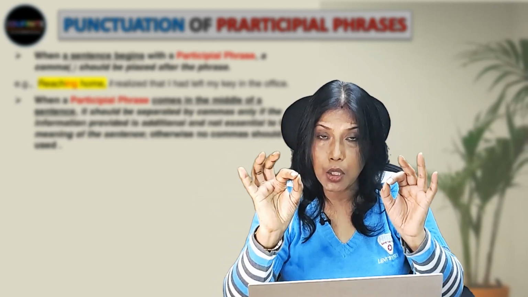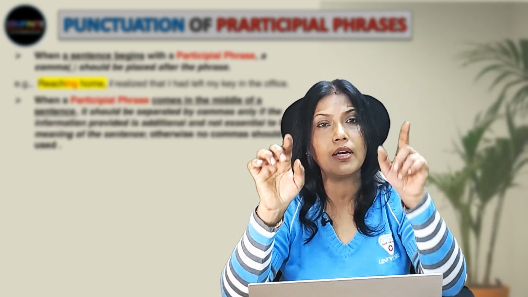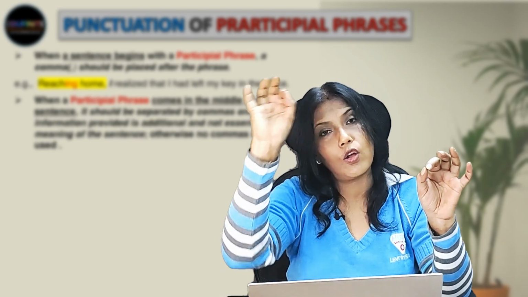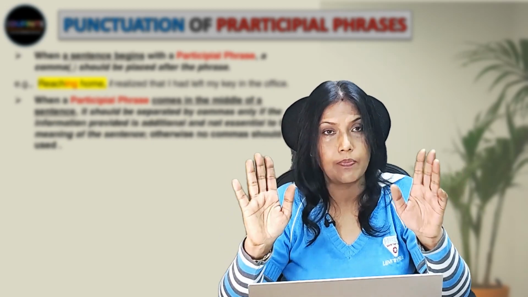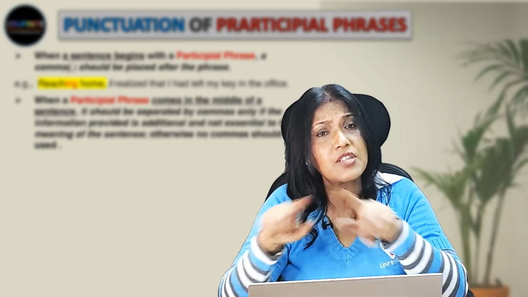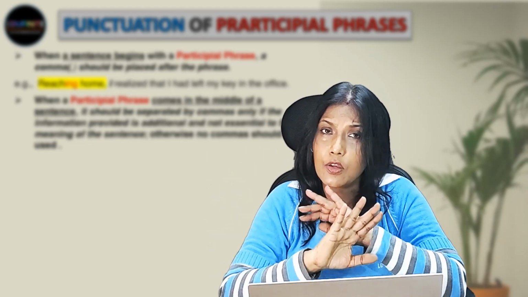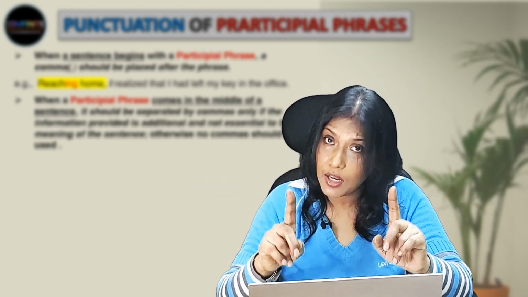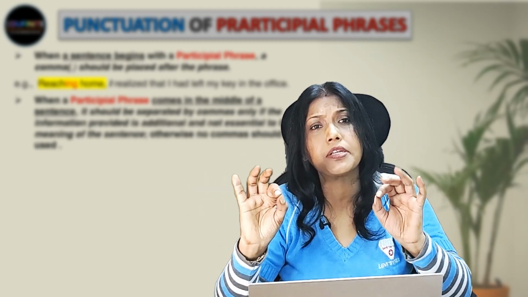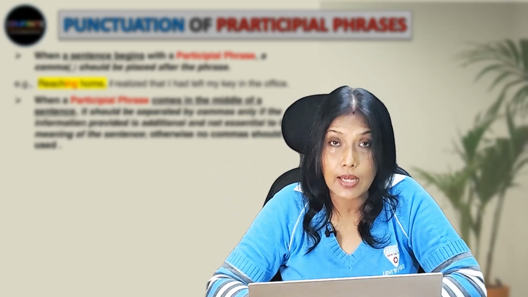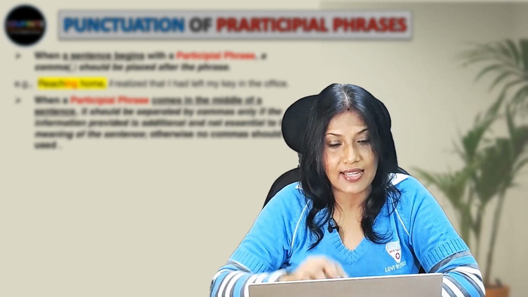So if it's additional information, you have to put a comma at the beginning of that particular participle phrase and also at the end of it. But if that piece of information in the middle of the sentence is an integral part of that sentence, then you are not supposed to put any comma and separate it out. Only if it's additional information, then you separate it out by putting two commas, one at the beginning and one at the end. So let's look into the example to understand it clearly.